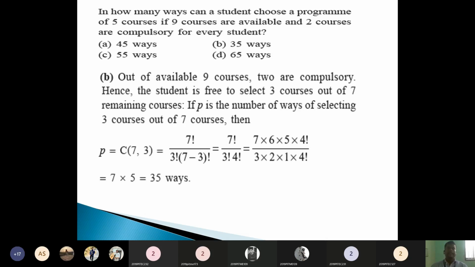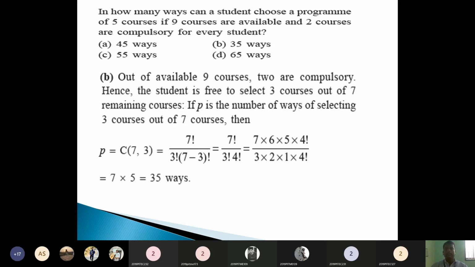So, in how many ways can a student choose to program 5 courses if 9 courses are available and 2 courses are compulsory for every student? Out of 9 courses, we have to choose 5 courses for the particular year, and 2 particular courses are compulsory.